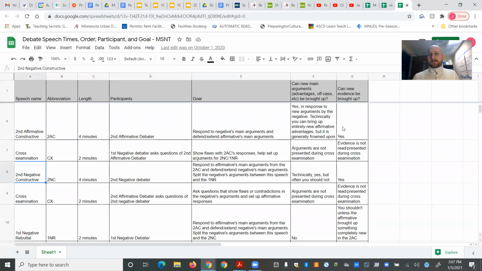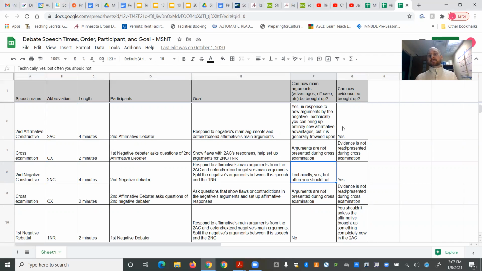Okay, and then the next speech is the second negative constructive, which is 4 minutes long. The second negative debater, the 2N, gives this speech. The main goal of this speech is to respond to the affirmative's main arguments from the 2AC and defend and extend the negative's main arguments.